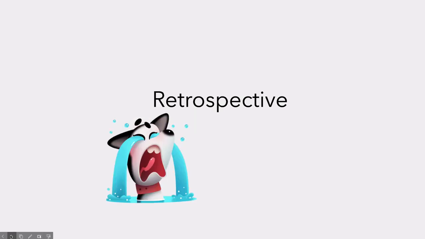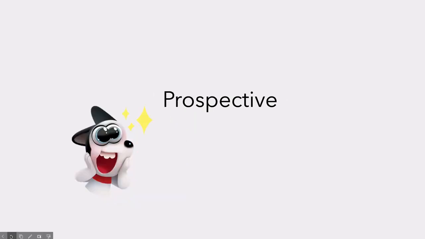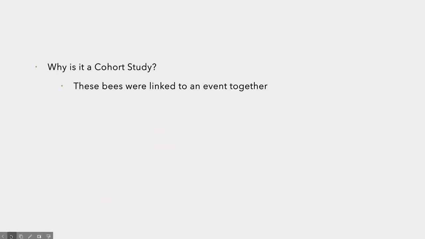Retrospective? No, not quite. Prospective. Yes, it is absolutely a prospective cohort study. Well, let's begin first. Why is it a cohort study? Well, these bees were linked together to an event. We did not go and experiment, we just observed. We saw these 2 bees drinking the new honey on the rocks.